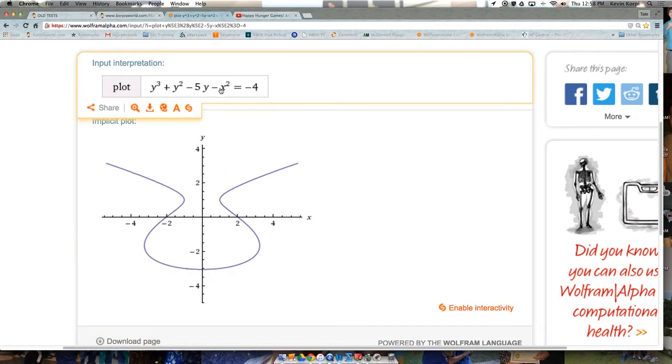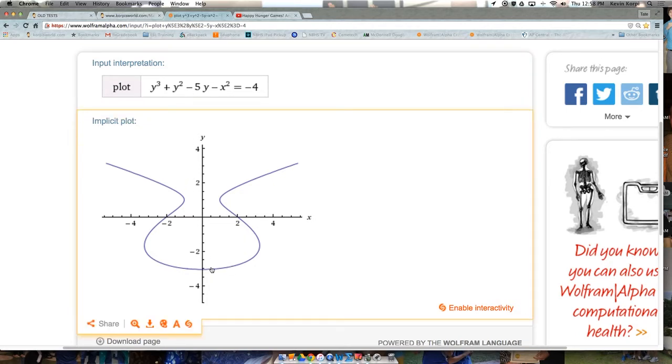Now, how would you figure out the y value there? You would actually have to plug in a 0 up here for x, and you would get y cubed plus y squared minus 5y equals -4, which could have up to 3 solutions, but in this case it only has 1. So that's not going to be very easy to solve. It doesn't look like it's a nice integer, but at least we know the x value.